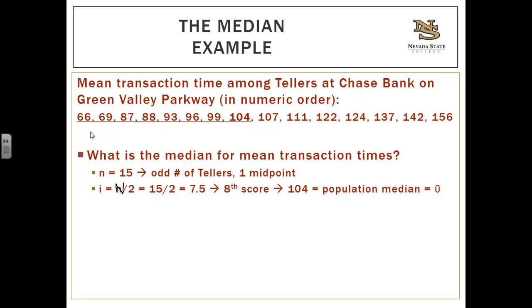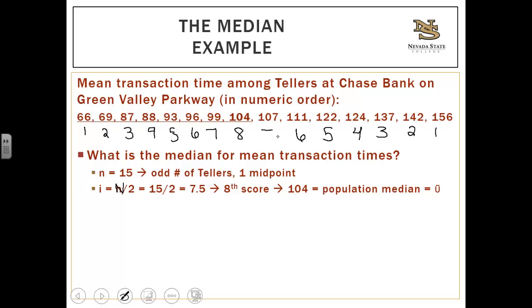So you just say, okay, well, here's the lowest score. So 1, 2, 3, 4, 5, 6, 7th, 8th score. Or we can go from the high end and do the same thing. So the first, second, third, fourth, 5th, 6th, 7th, 8th score is still 104.